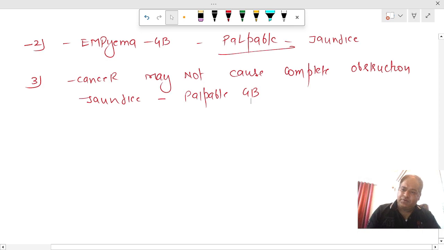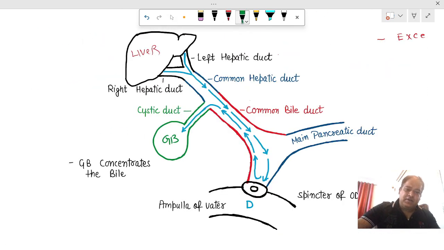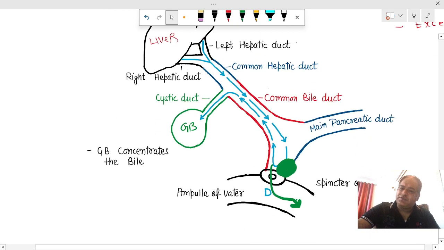See here, that's what I'm trying to say. Now, let's say there is a cancer. This cancer is not completely blocking the flow of bile. Bile will continue to flow freely into the duodenum. There will be no obstruction, so no jaundice will be there, right?